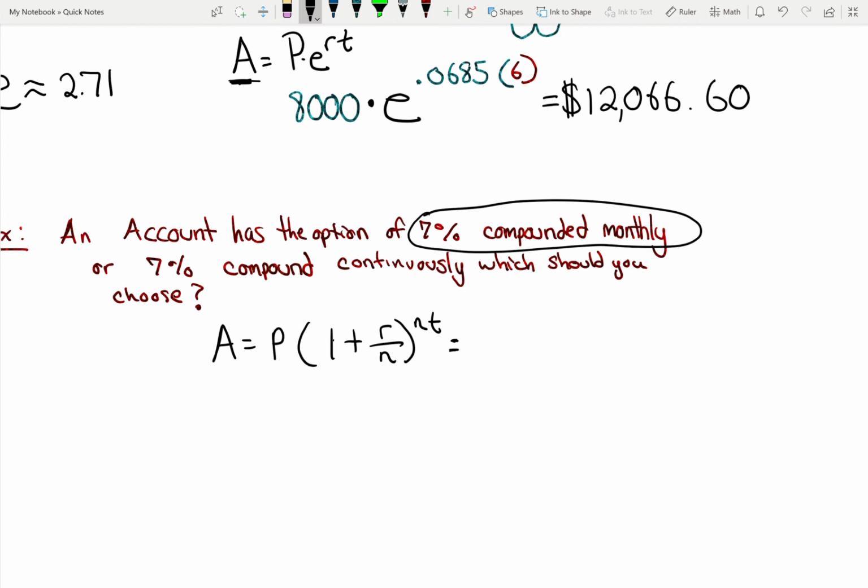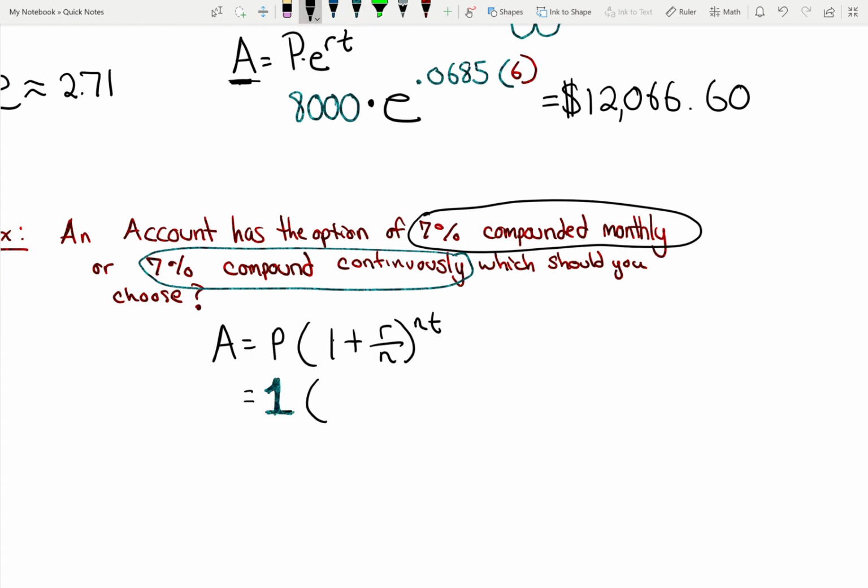So let's fill in the blanks. What is our initial investment? Because they didn't give us one, we'll just say our principal is 1. It doesn't have to be 1, it could be any number, as long as you give both options the same principal amount. As long as they're the same, it doesn't matter.